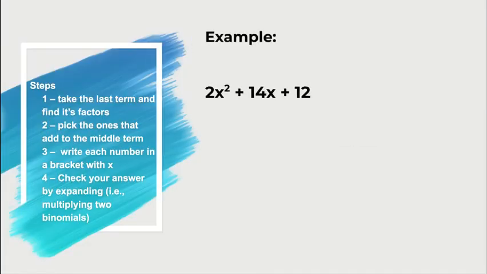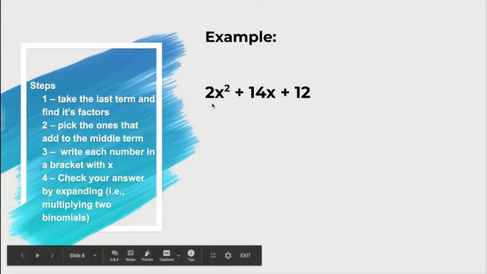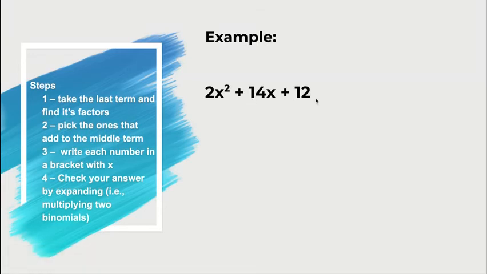Okay, so this example has a step that you need to first start with. So in the previous lesson, we were doing the finding the greatest common factor. So each one of these can be divided by 2. 2 can be divided by 2, 14 can be divided by 2, and 12 can be divided by 2. So if you ever see a term in front of that first x squared, we need to try to pull it out of there. So we're going to divide each one by 2 and we're going to pull it out to the front.